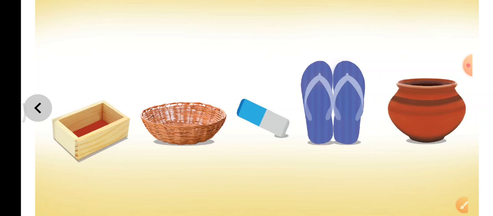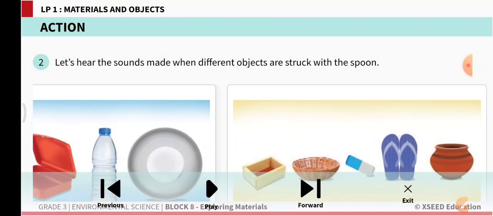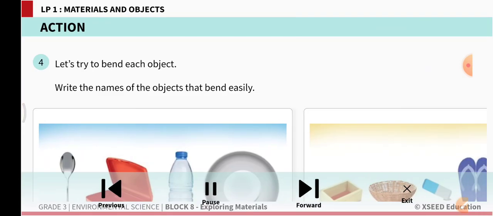Where do we get clay from, students? We get clay from soil. So can you bend these? Which of these items can be bent easily? The slippers, the eraser, right? Basket you can try, right? Now write the names of objects that bend easily. Among these pictures, which objects bend easily you should write.